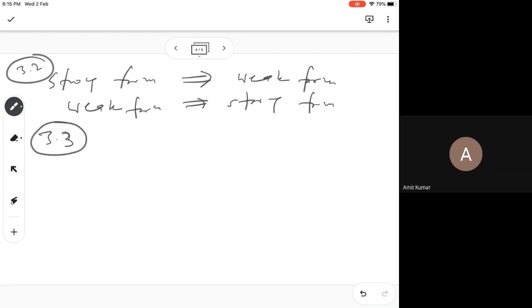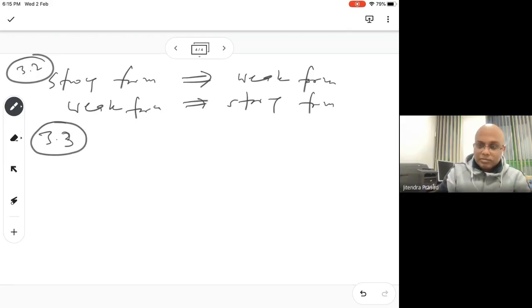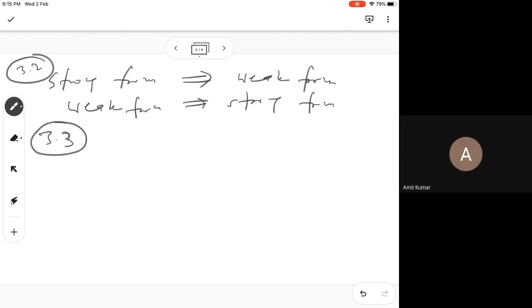Sir, I have a question. We take w equals 0 at the point where u is defined, and non-zero at all the other points where u isn't defined. Sir, what is the physical interpretation of this?